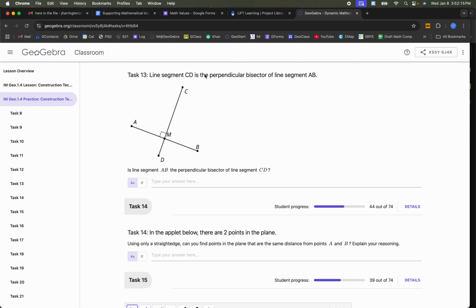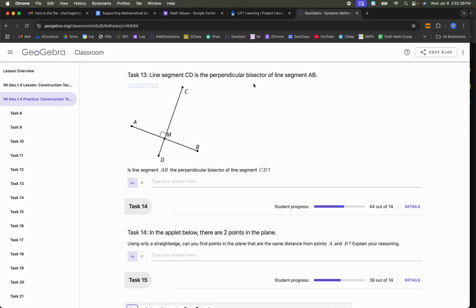Line segment CD is the perpendicular bisector of line segment AB. Okay, so CD right here, this line segment is the perpendicular bisector, right? Perpendicular means it hits at a right angle, right? Anything that hits at a right angle, 90 degrees, is going to have this little square next to it, right? If they're telling you that it's 90 degrees.